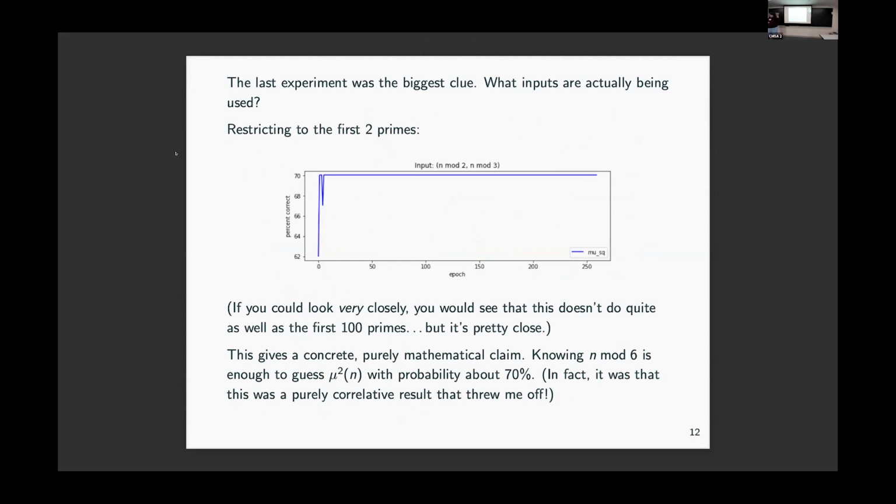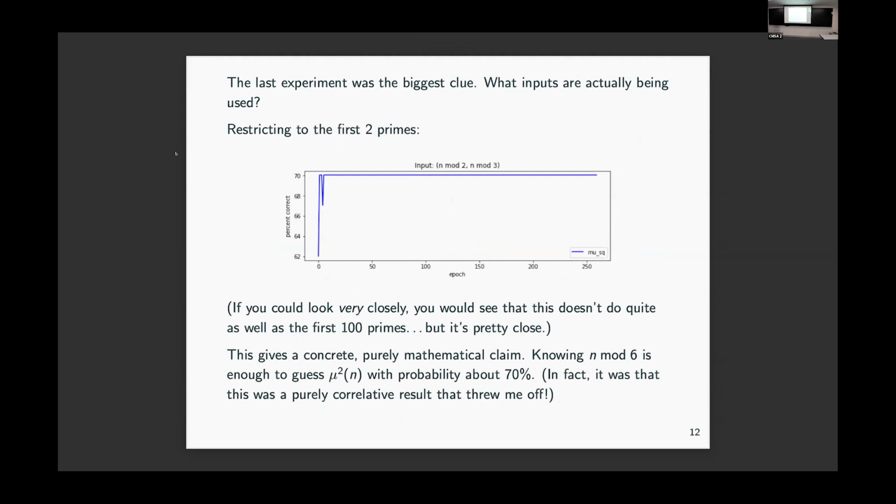Well, what if you go in the opposite direction? Let's instead feed it fewer primes. And in fact, I'm going to shortcut the fact that I did an embarrassing amount of A/B testing. What if I use just the first 2 primes? What happens? Oh, you end up getting a little bit under 70% correct.